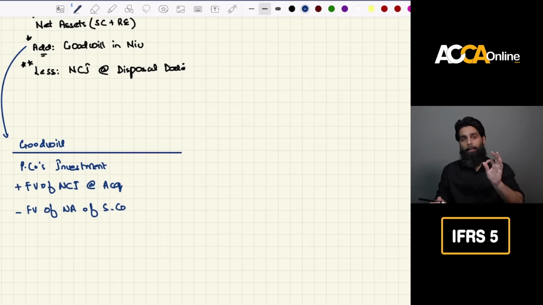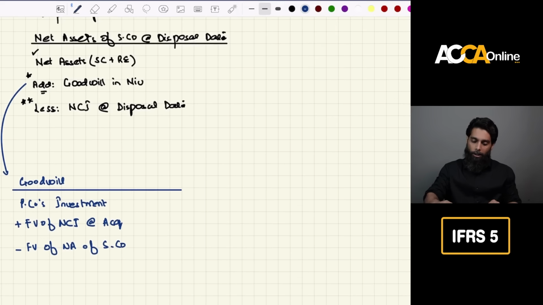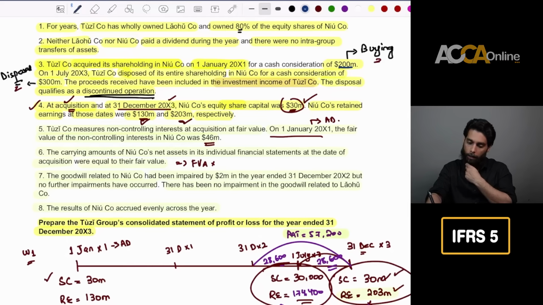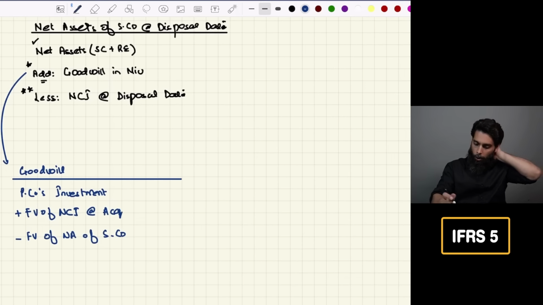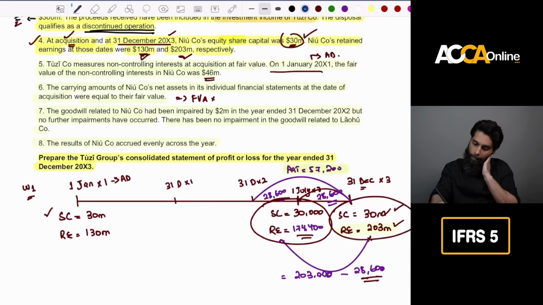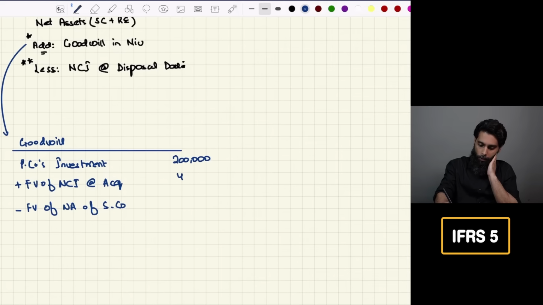And I know it for sure that, first of all, there were no fair value adjustments. And fair value of net assets of S company are supposed to be taken because the excess consideration paid over the net assets of the other entity, basically that is goodwill. So first of all, you take parent company's investment. Parent company's investment was, you see, we paid $200 million to buy 80% of Neo company. So this is 200,000. Then we had to take fair value of NCI, and if I remember it correctly, that was 46 million. So 46,000 if you work it out in thousands.